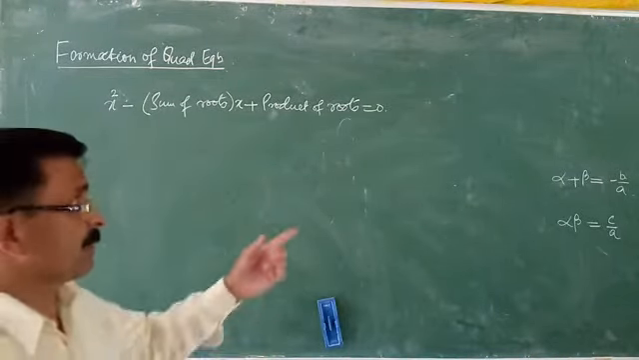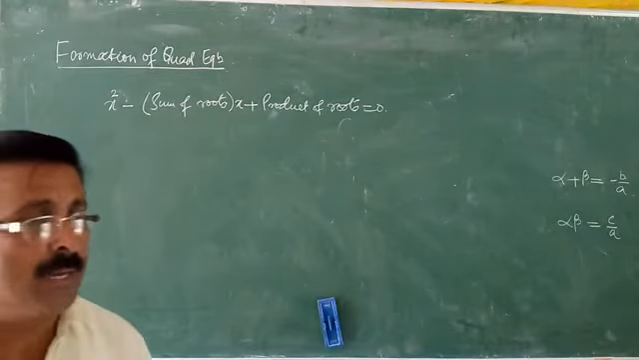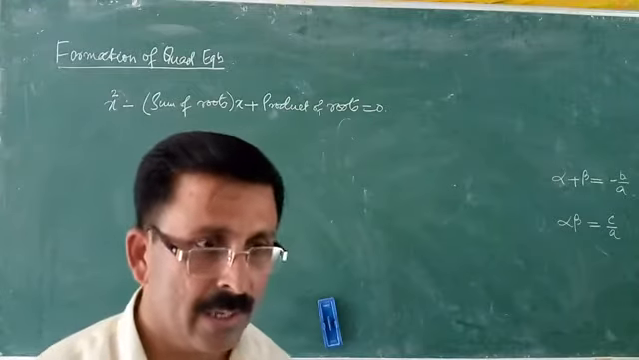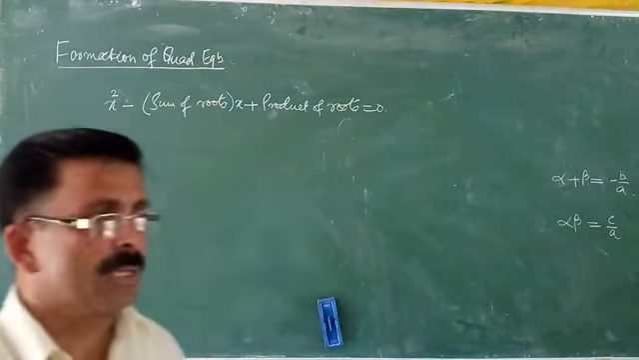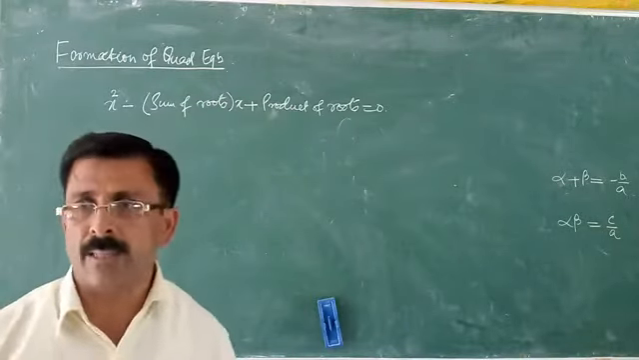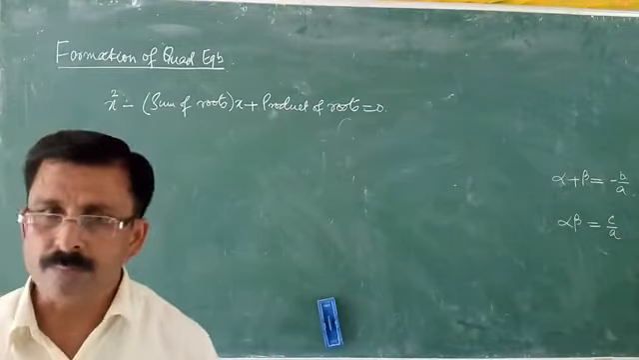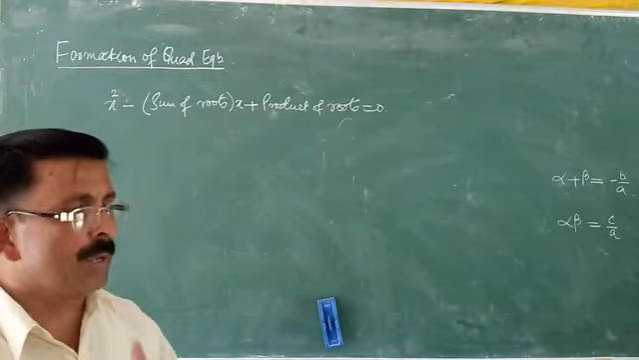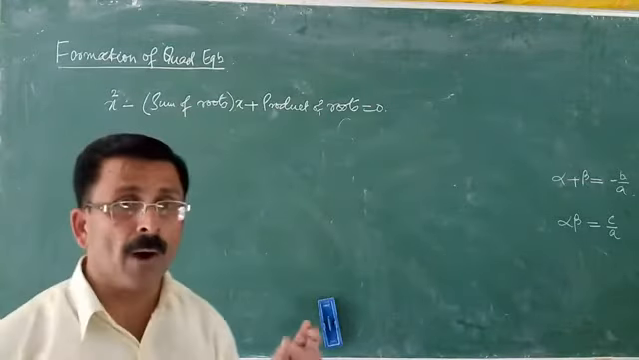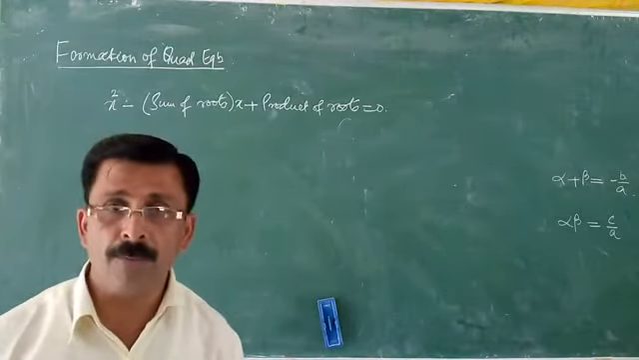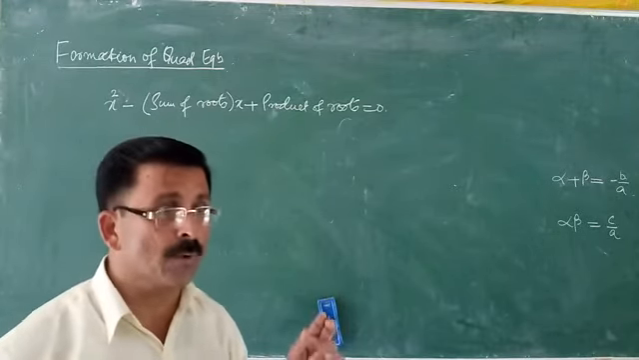The sum of the two roots will come as the coefficient of x, and the product of the two roots will come as the constant. Is it very clear? Yes, sir. So we just have to calculate the value of the sum of the two roots and then the product of the two roots, and we will be able to frame the quadratic equation. Is it okay? Yes, sir. Here I am making it very clear that the coefficient of x is the sum of roots, and the constant is the product of roots.